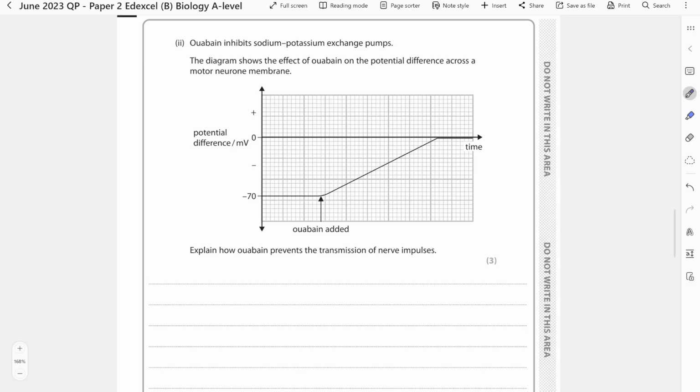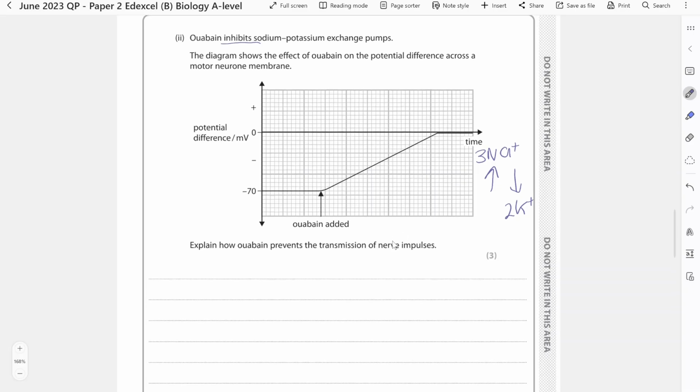All right, part 2. Obane inhibits sodium-potassium exchange pumps. The diagram shows the effect of obane, so it inhibits that first. So the diagram shows the effect of obane on the potential difference across the motor neuron membrane. Explain how obane prevents the transmission of nerve impulses. So the role of the sodium-potassium pump is to maintain the membrane potential. So what it does is that it pumps 3 sodium ions out and pumps 2 potassium ions into the neuron. And that causes the neuron to maintain its negative membrane potential.